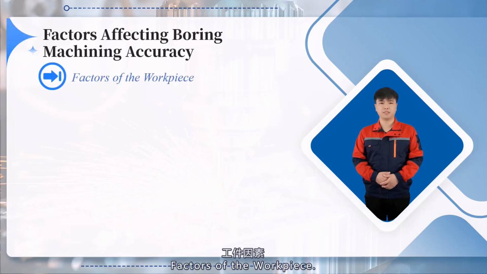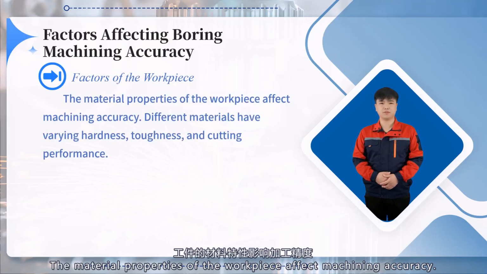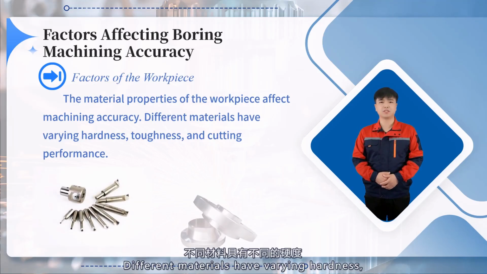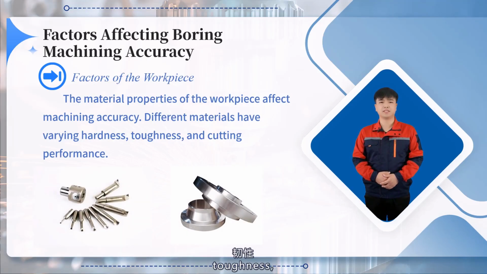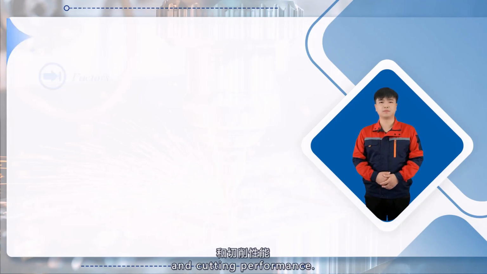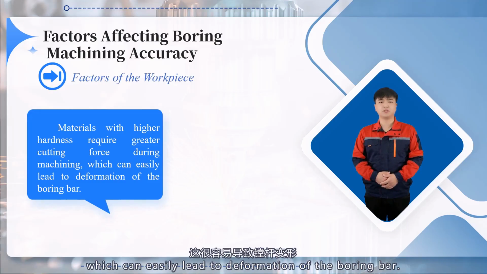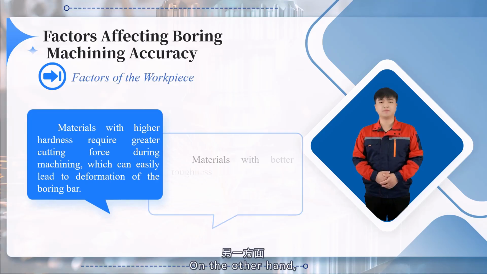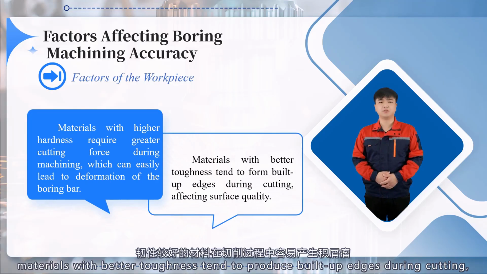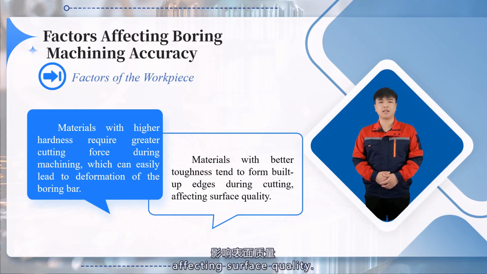Factors of the workpiece. The material properties of the workpiece affect machining accuracy. Different materials have varying hardness, toughness, and cutting performance. For example, materials with higher hardness require greater cutting forces during machining, which can easily lead to deformation of the boring bar. On the other hand, materials with better toughness tend to produce built-up edges during cutting, affecting surface quality.